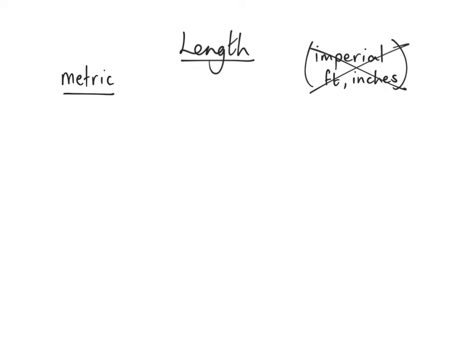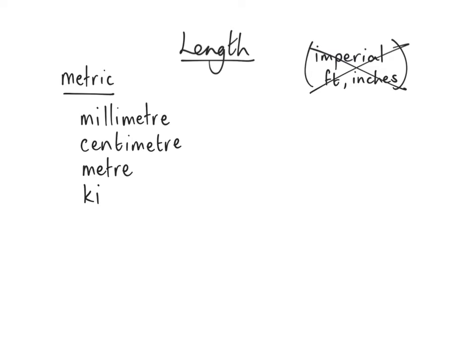So for metric, what we've got is we've got millimetre, we've got centimetre, we've got metre, and we've got kilometre. Those are our metric measurements. Now we need to have a little look about conversions. So 10 millimetres is 1 centimetre.